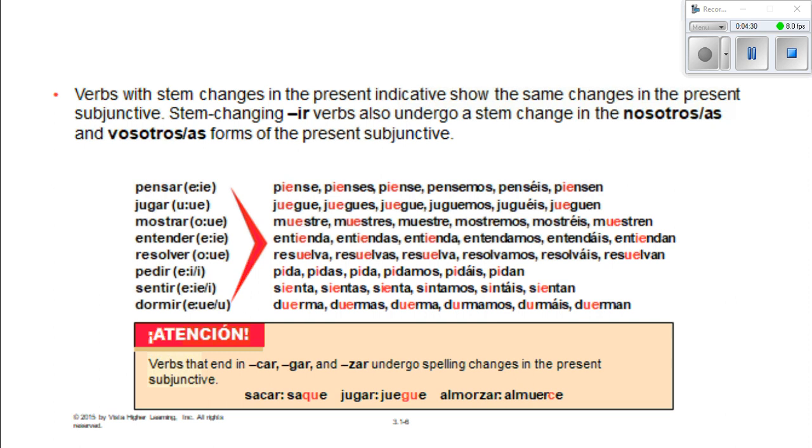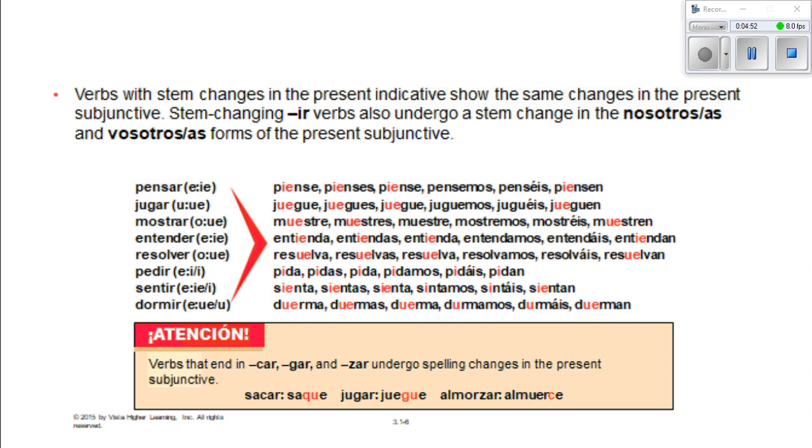Okay, so it's the same thing. Sentir, E to IE, and then I. Sienta, sientas, sienta, sintamos, sientan. And dormir, O to UE, and then U. Duerma, duermas, duerma, durmamos, y duerman.